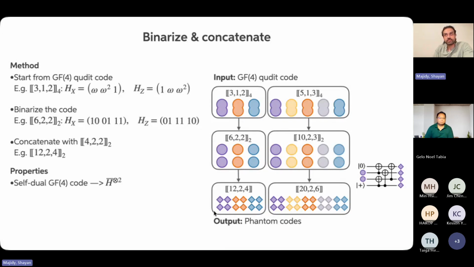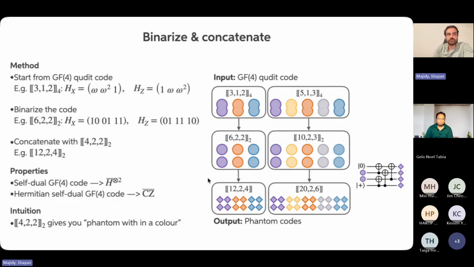Interestingly, the properties of the phantom code are to some degree inherited by the parent code. If the GF4 qudit code is self-dual, then you get a logical Hadamard on the phantom code. If it's Hermitian self-dual, you get the logical CZ gate. Effectively, the intuition here is the 422 code, which is phantom, gives you the phantom property within a color. And then the 622 code that you got from the GF4 code gives you the phantom property across different colors.